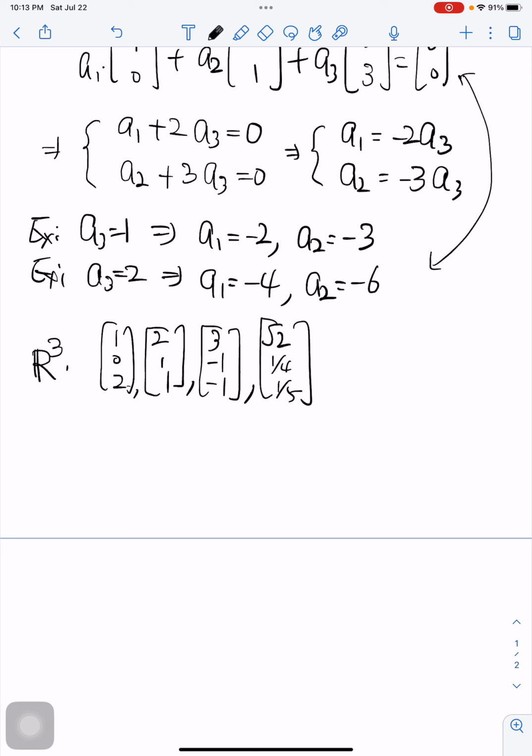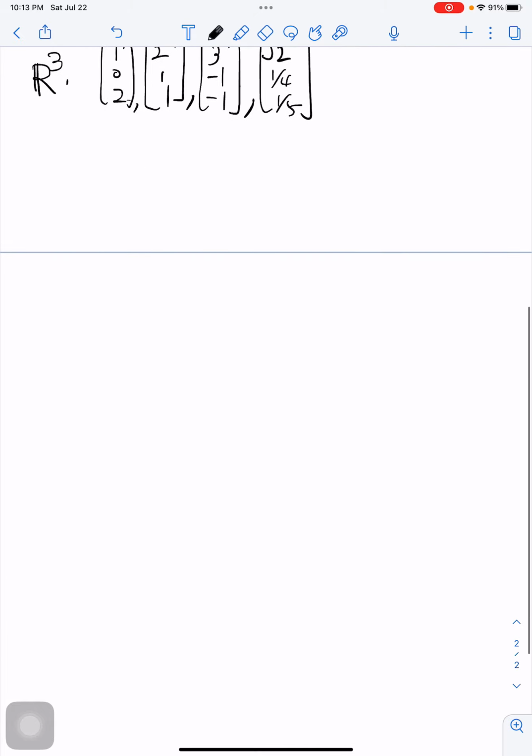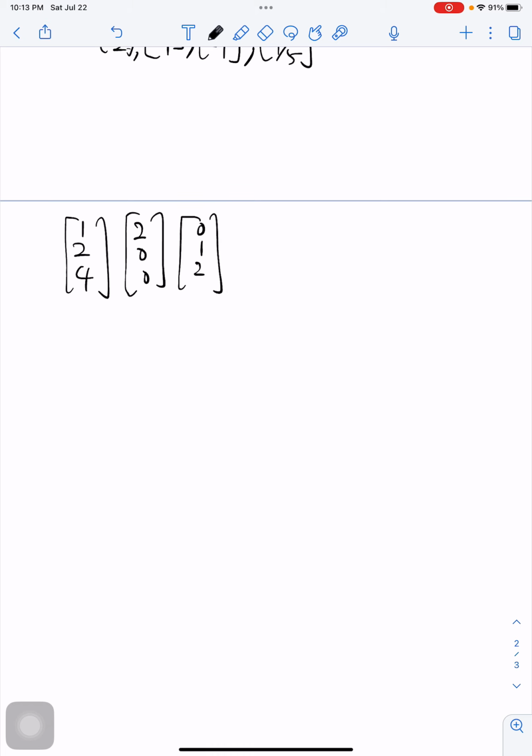Now, these vectors are in three dimensions, but you have four vectors. So we immediately know that they must be linearly dependent without carrying out the definition. All right? Okay. So I'd like to give you more examples. How about this one? In R3, you have (1, 2, 4), (2, 0, 0), (0, 1, 2). You have exactly three vectors, so there is no conclusion you can make immediately after you have observed these three vectors.